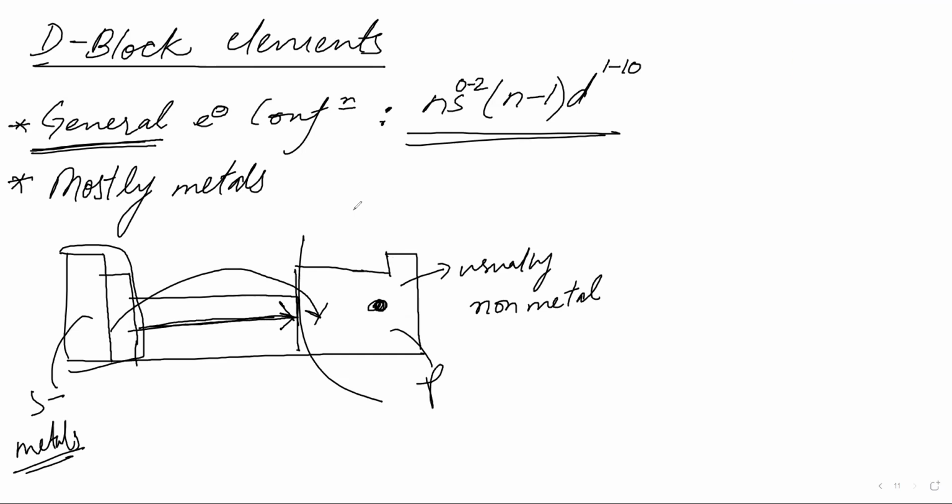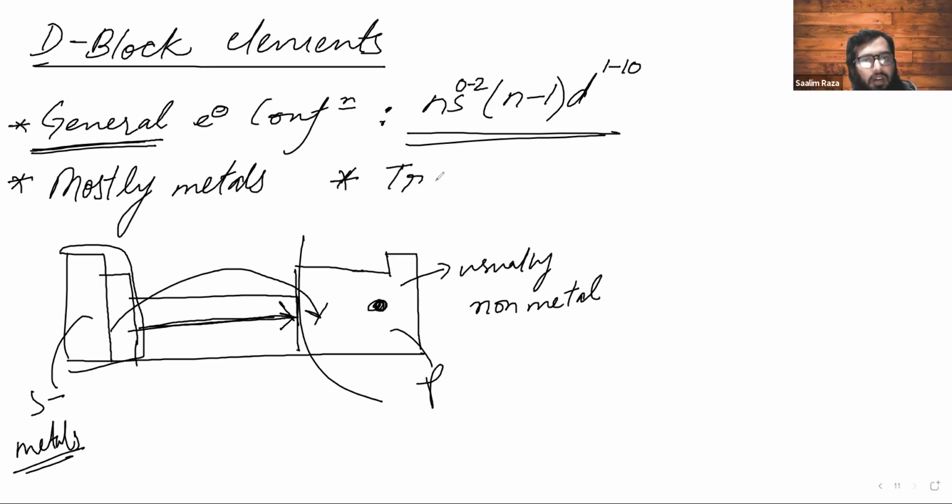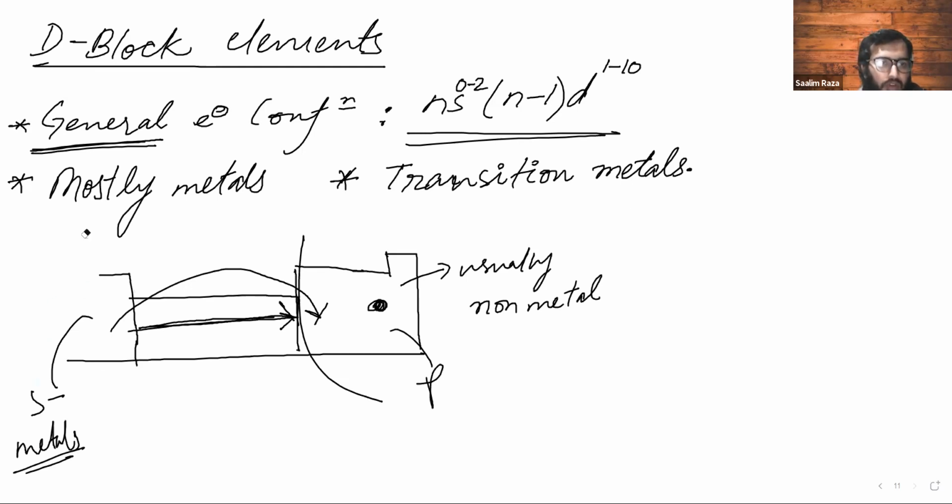Hence the d block elements got the name transition metals. So note these 3 points, then we will start with the actual elements of the d block.